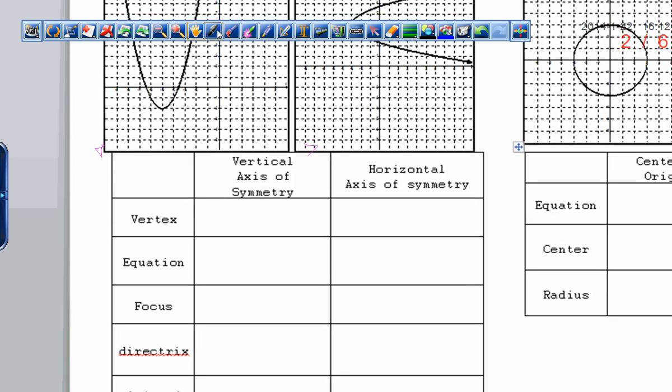Okay, got the two examples from the notes here, from our book. First thing is finding out where the vertex is. So the vertex is right there. Our vertex is going to be at -5, comma, -2.